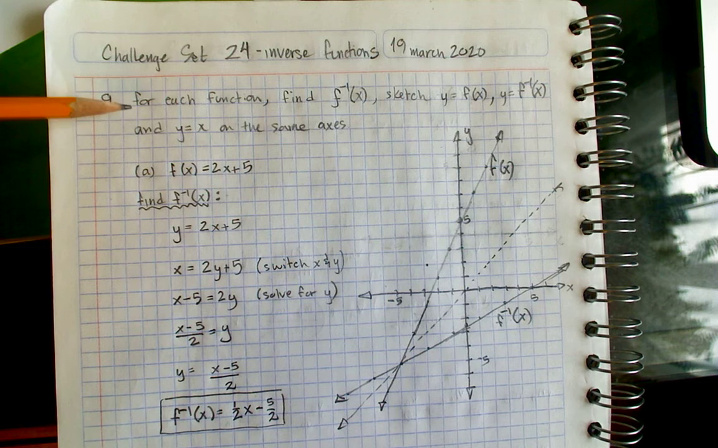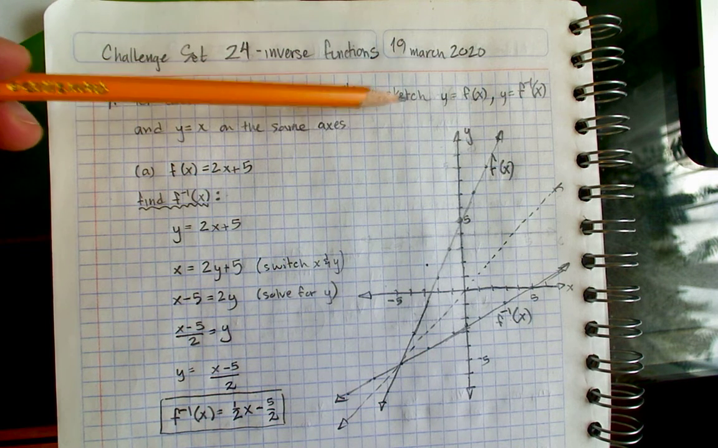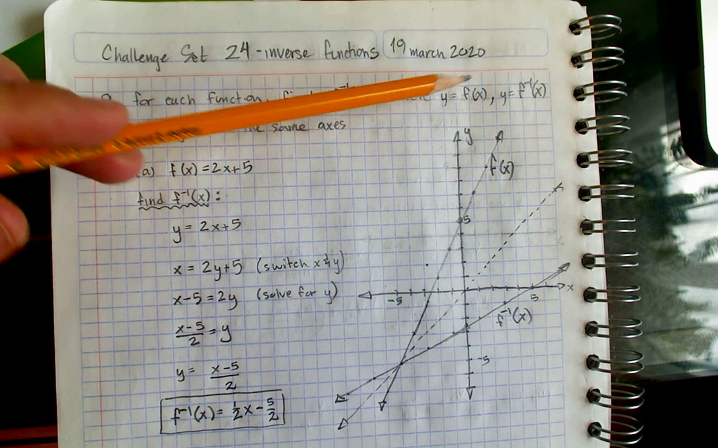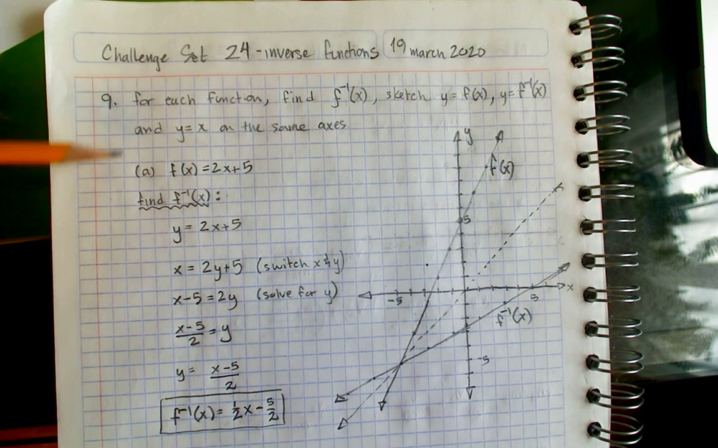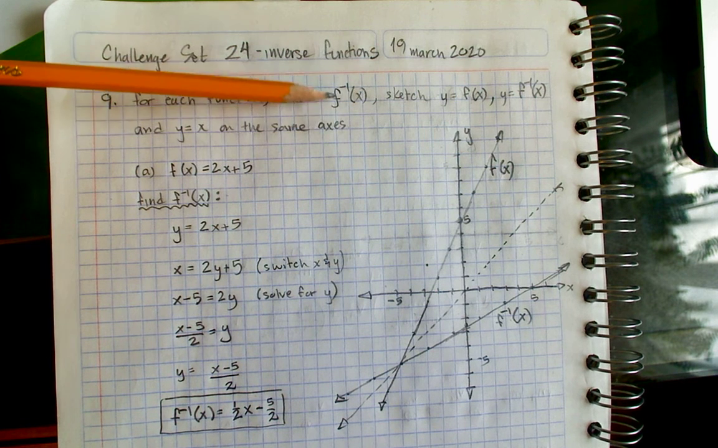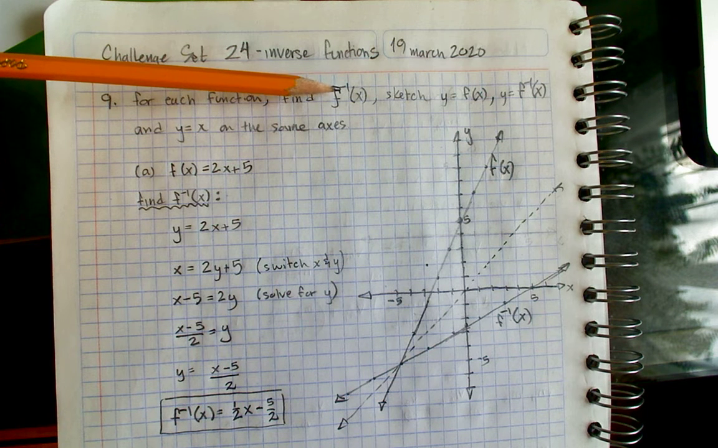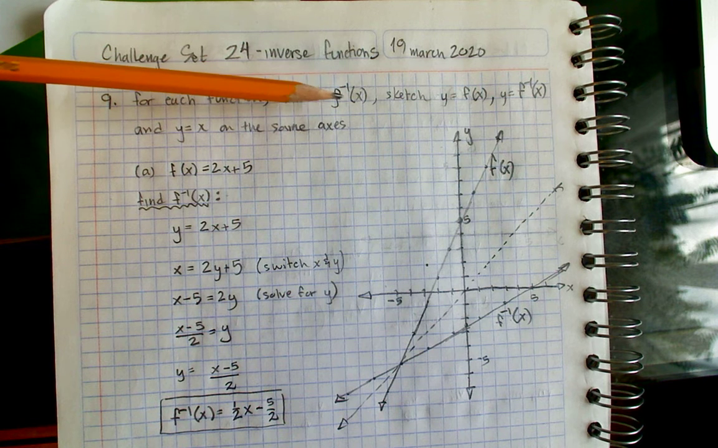It says, for each function, find the inverse of f of x, sketch y equals f of x, y equals the inverse of f of x, and y equals x on the same axes. And so what we're doing here, and again, I'll just remind you, this is notation right here. This little negative one is not really an exponent. Instead, it's just to indicate that this expression here is the inverse of f of x.